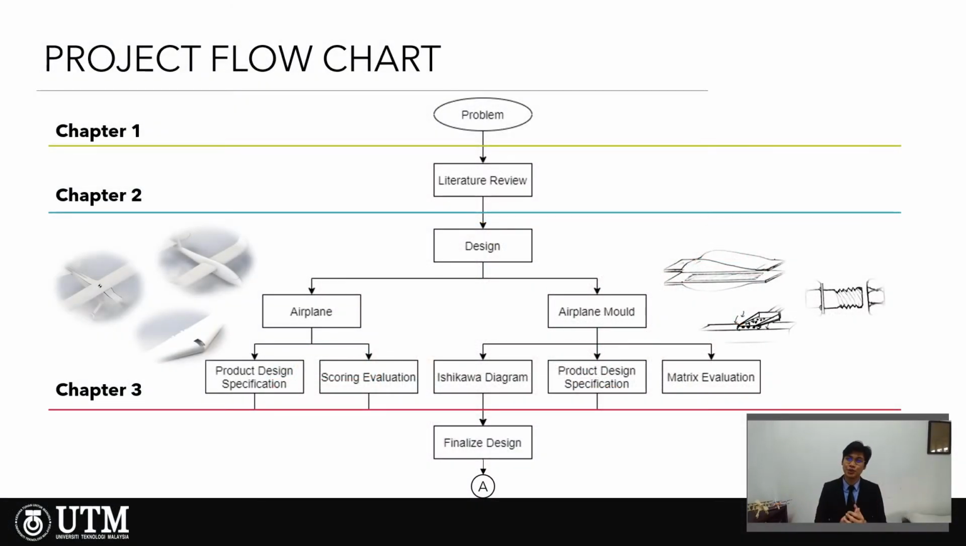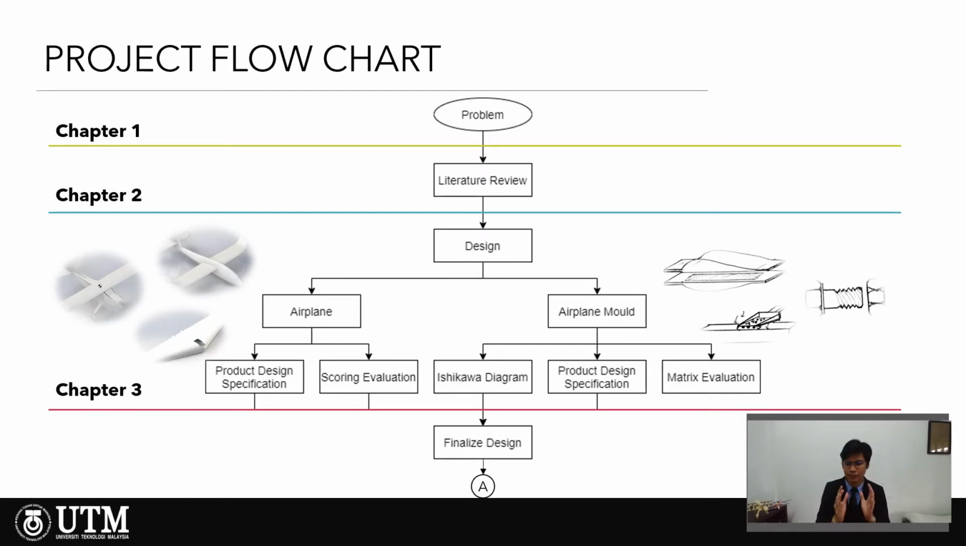After chapter 1 and chapter 2, we come to chapter 3, where we start to design. Before we design the aeroplane mold, first we need to design the aeroplane model. This is because the aeroplane mold is based on the aeroplane design. We have 3 designs here. As you can see, I put here 3 little designs: a trainer, glider, and delta. All these designs are based on the PDS, or product design specification, and then evaluated.